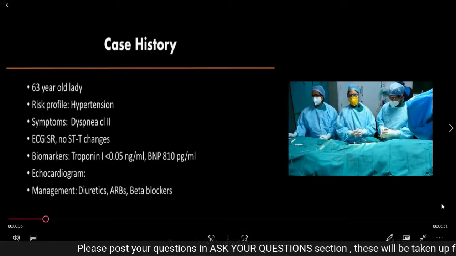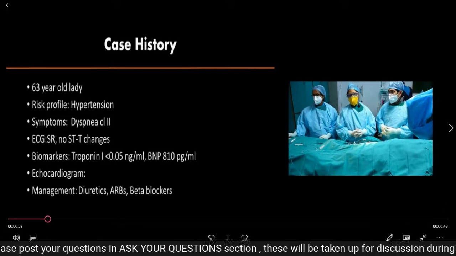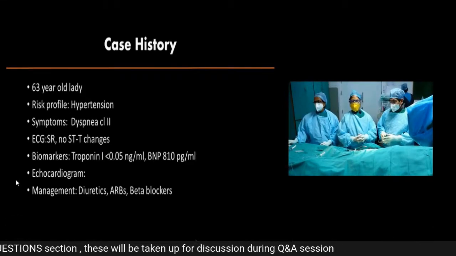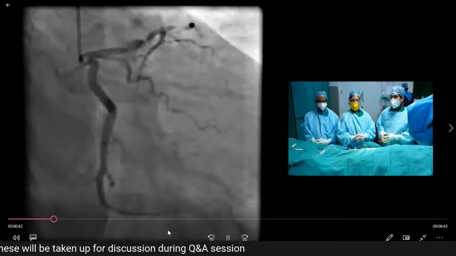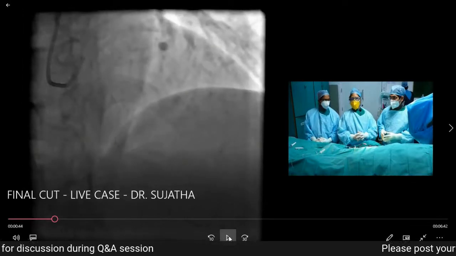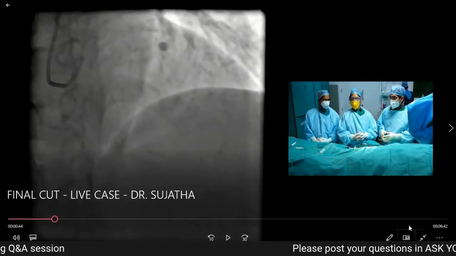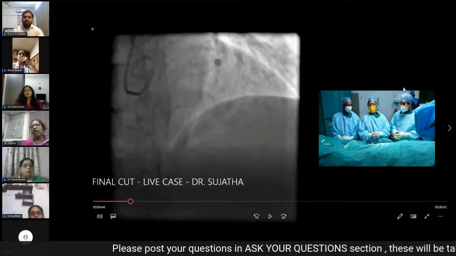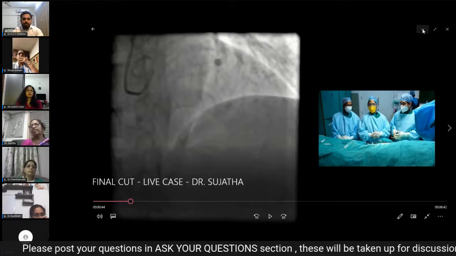So, in view of recent onset heart failure, she was started on diuretics, beta blockers, ACE inhibitors, and statin, and she was taken up for coronary angiography. So, at this point, I would like Ganesh to share the echocardiogram. Ganesh, share the echocardiogram before we go on to a discussion.